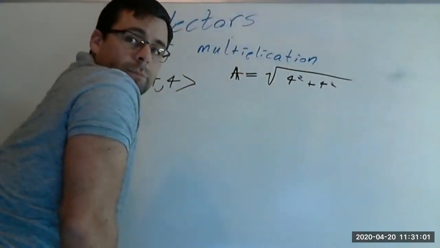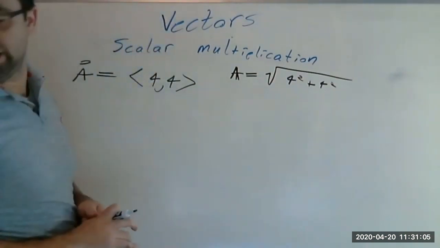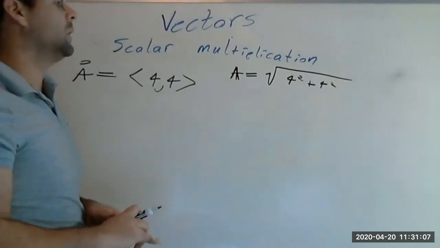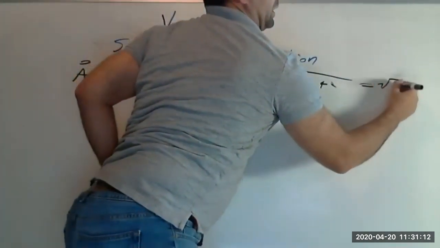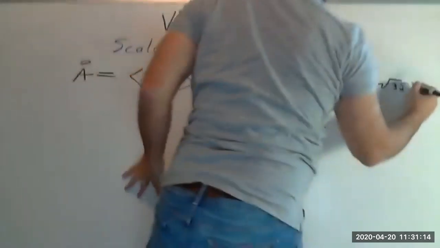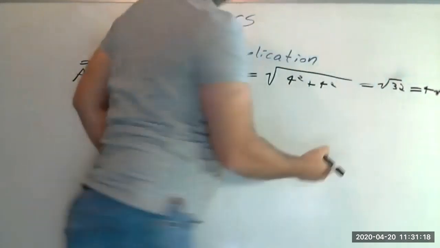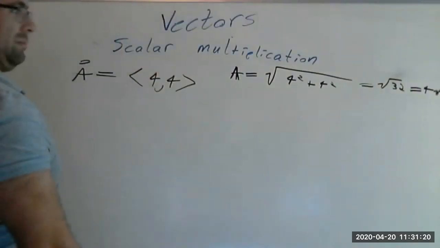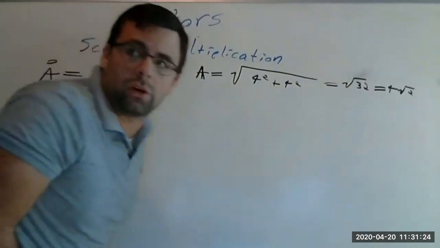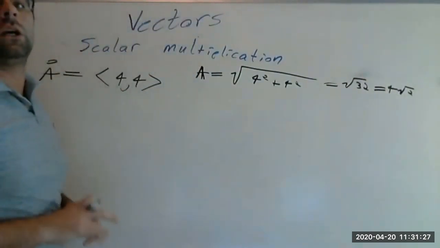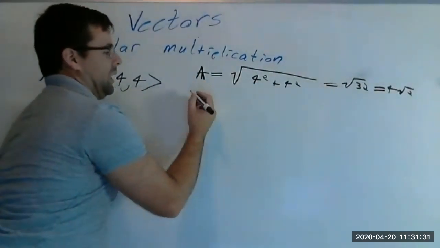So what's 4 squared? 16. What's 16 plus 16? 32. And so you could say square root of 32 or 4 square root 2. Up to you. Both are correct.